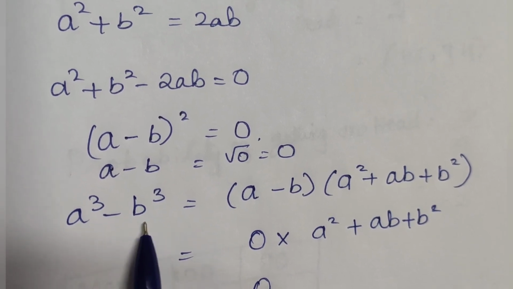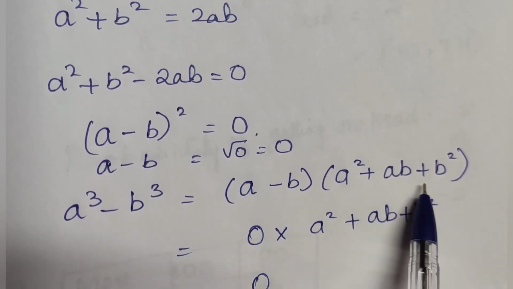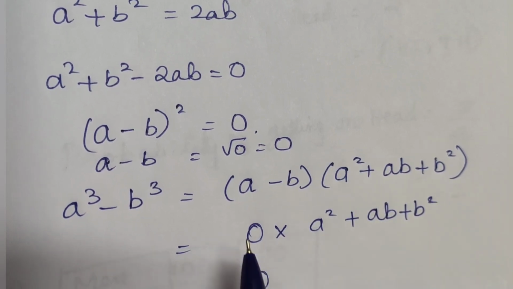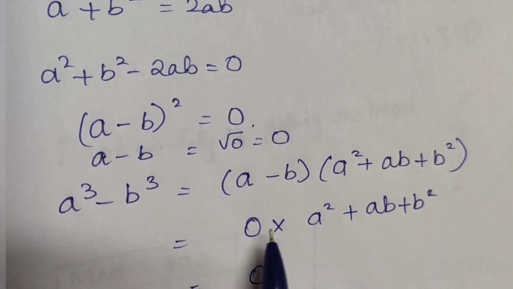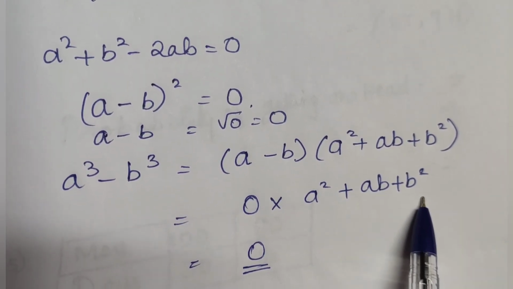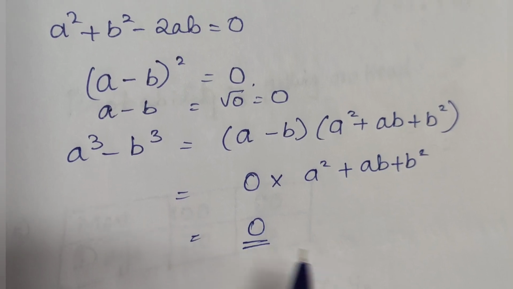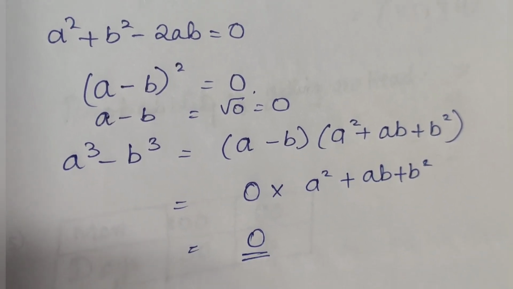Here they have asked A cube minus B cube. The identity expansion says A cube minus B cube is A minus B into A square plus AB plus B square. A minus B we derived as 0, into A square plus AB plus B square. Anything into 0 is 0. So A cube minus B cube, the value is 0.